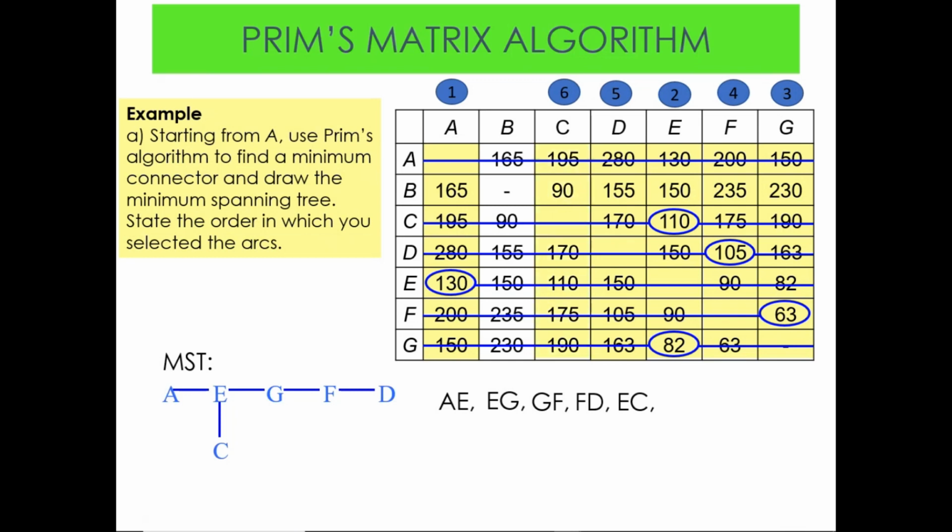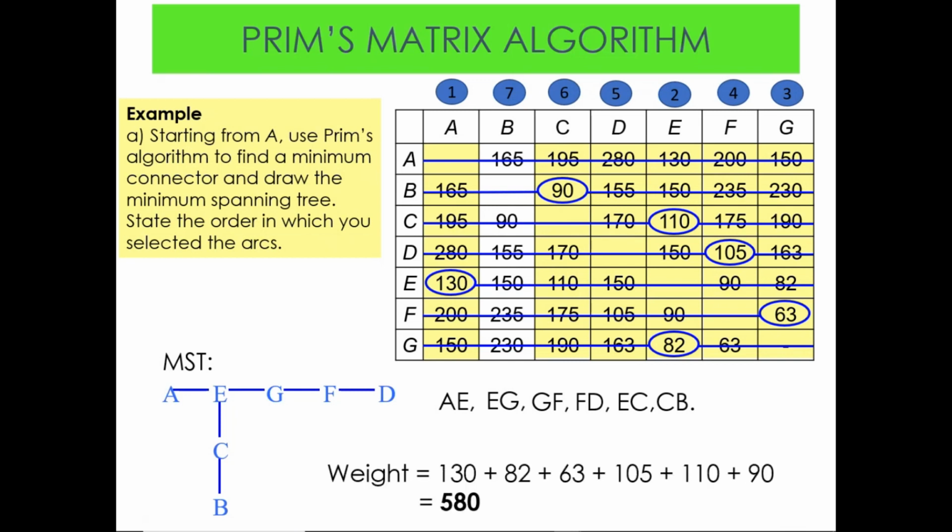Finally, your smallest one after that is the 90 in column C. So you're adding on BC. Cross out the row, label up column B with a 7, and then add that onto your list and your minimum spanning tree. You get something like that. You can work out your total weight by adding all of these up, which you should get 500.